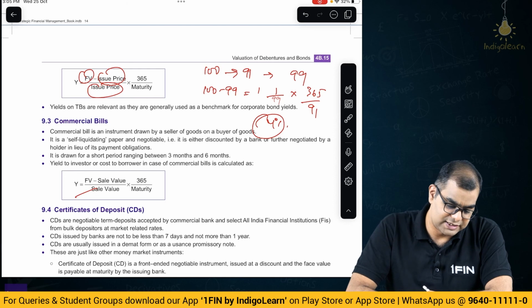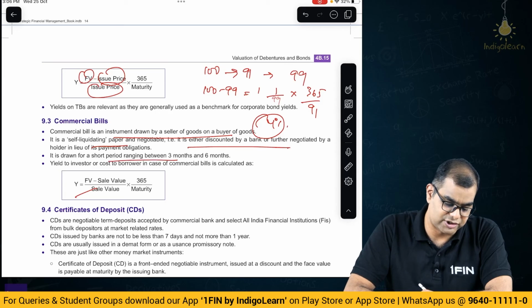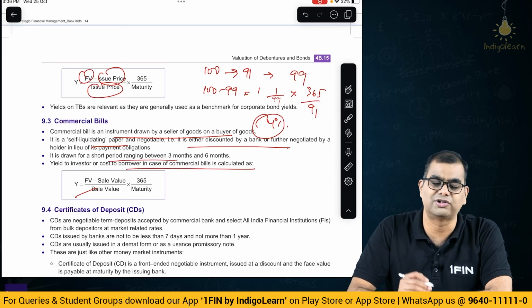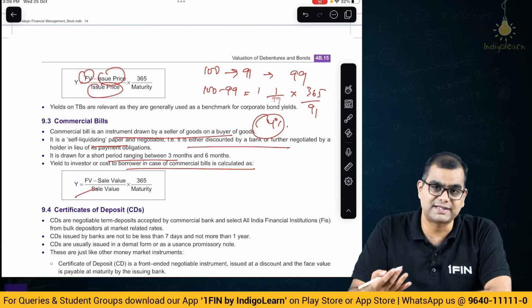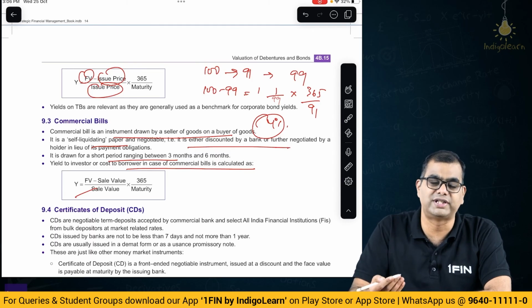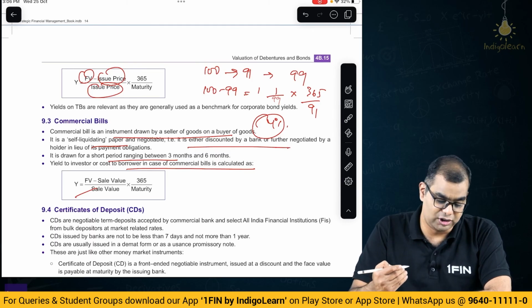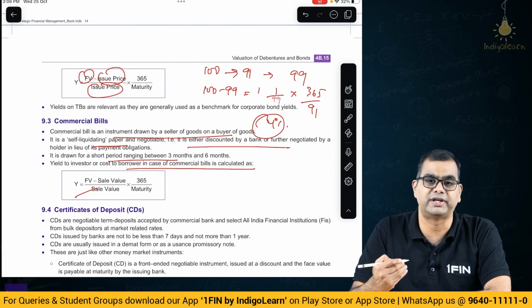Commercial bills are instruments drawn by a seller of goods on a buyer of goods. They are self-liquidating and can be discounted by a bank. They are drawn for a short period, 3 to 6 months. Yield to the investor is calculated as follows: face value minus the sale value, divided by the sale value, into 365 by the actual number of days for which the instrument is valid.